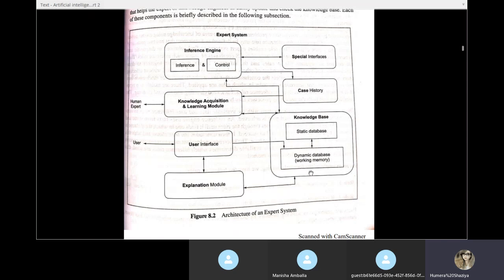And then an expert system possesses an explanation subsystem to allow the expert system to explain its reasoning to the user. And some systems also have a knowledge acquisition module, which will get the knowledge from the human expert. Okay, I hope these components are clear to you.